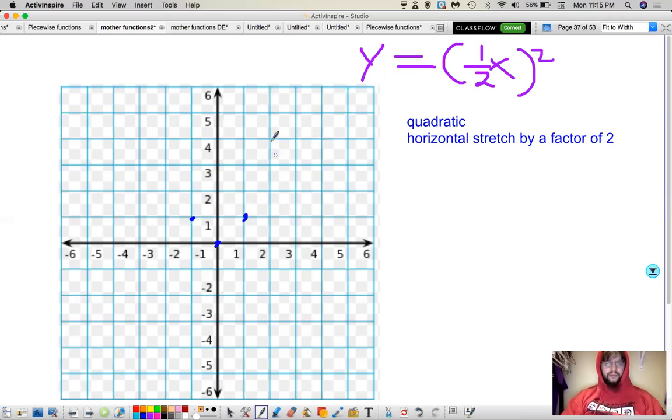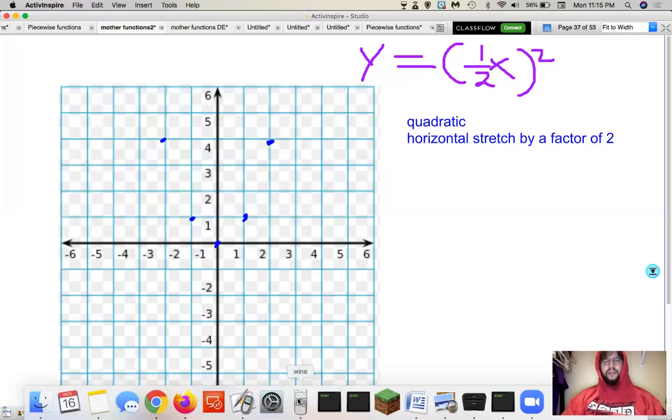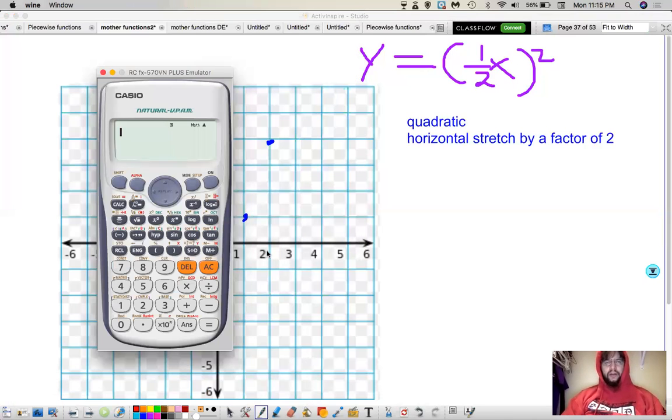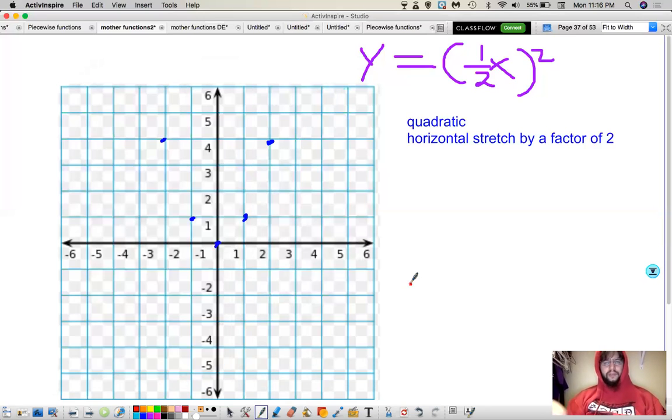Now I'll do this one too. 2, 4. We can do 2, 4 and negative 2, 4. I am going to stretch by a factor of 2. I'm going to double my x values. Now I said, what do you mean? You said you could just divide by whatever's up in there. Yes, you can. I'm going to double the 2. I get 4, right? 2 divided by a half gives me 4. So either way you want to look at it.